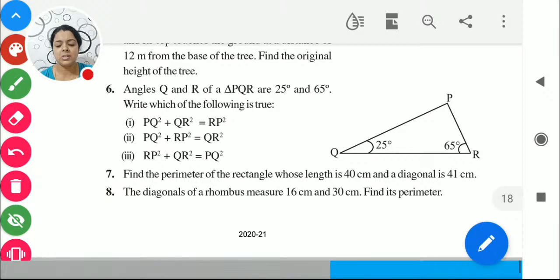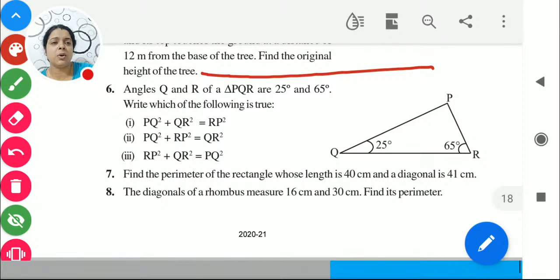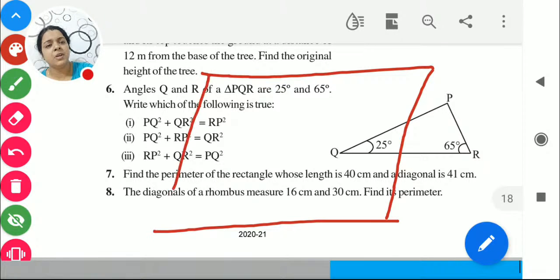So when we go for this question, we'll check it. It is talking about the diagonals of a rhombus. The diagonals of a rhombus measure 16 centimeter and 30 centimeter. Let's talk about it. You just see. If we talk about a rhombus, what is a rhombus? You just see the two parallel lines are there, and here we'll match them.